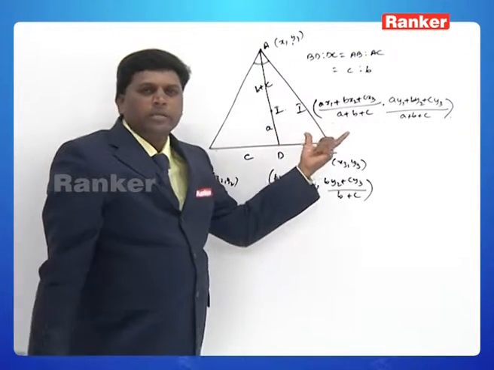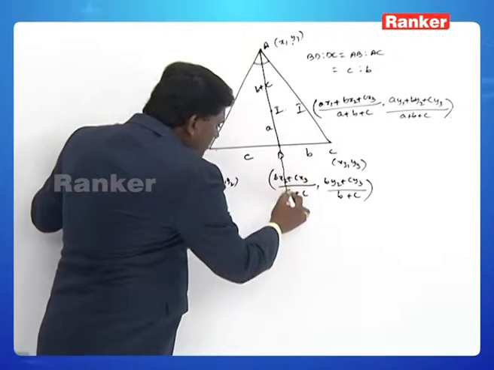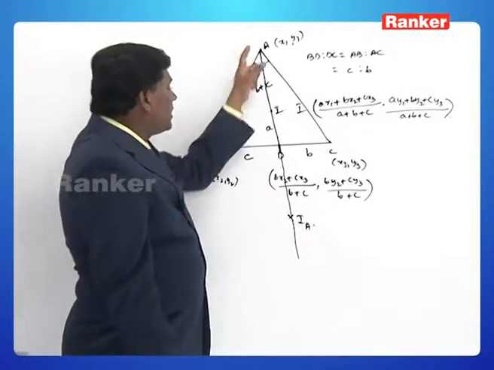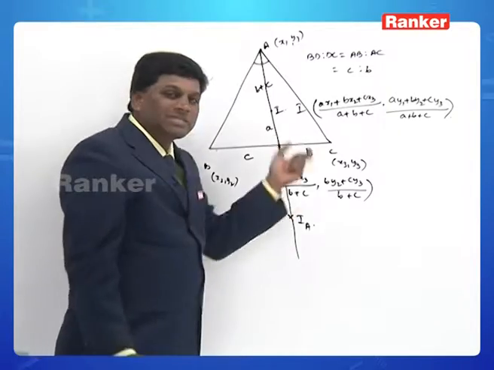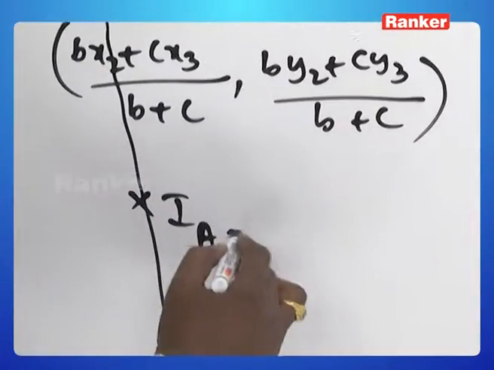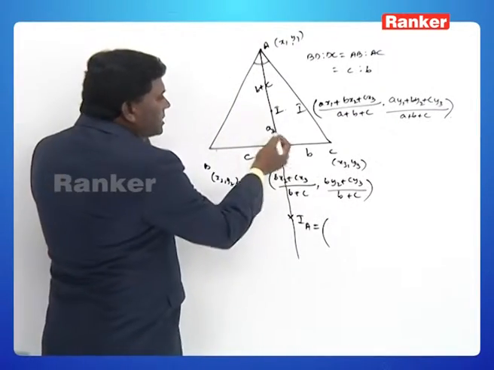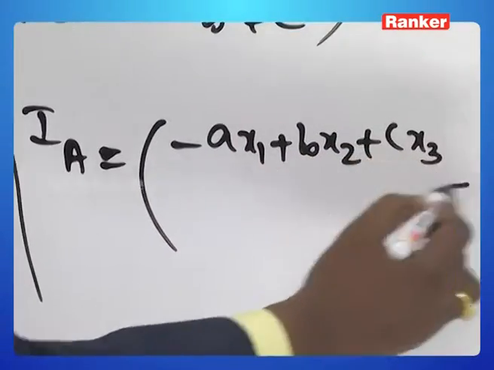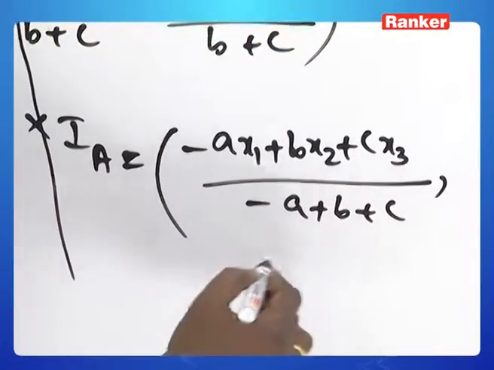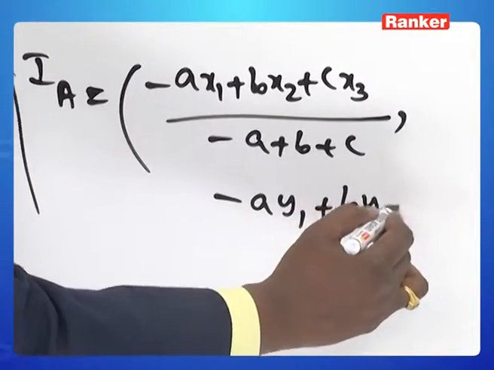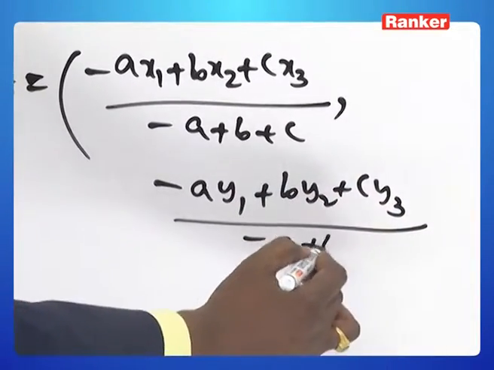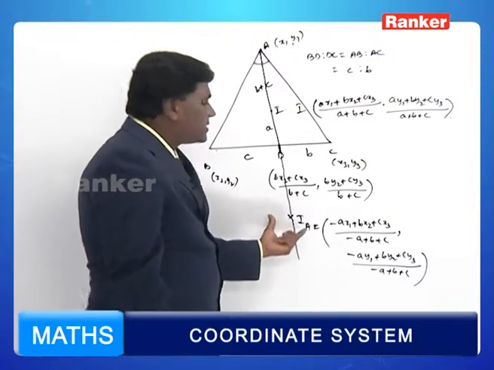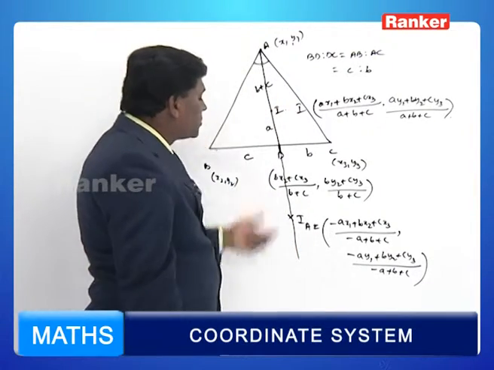This is the incenter formula. In a similar way, if we produce it, somewhere if you imagine IA, we can show that it divides A and D in the same ratio b plus c is to a externally. Applying the external section formula, wherever a is there, put minus a in the above formula: minus a x1 plus b x2 plus c x3 by minus a plus b plus c, and minus a y1 plus b y2 plus c y3 by minus a plus b plus c. This is the way of getting the excenters also, opposite to A, opposite to B, opposite to C.